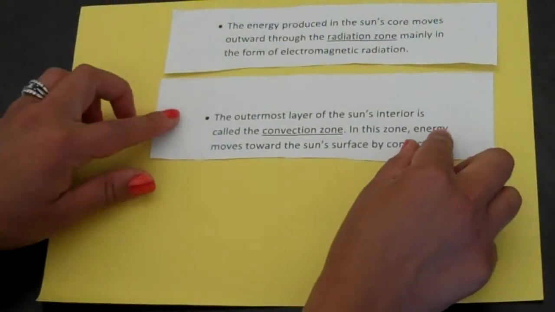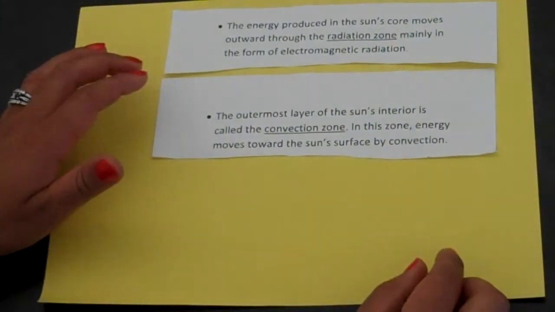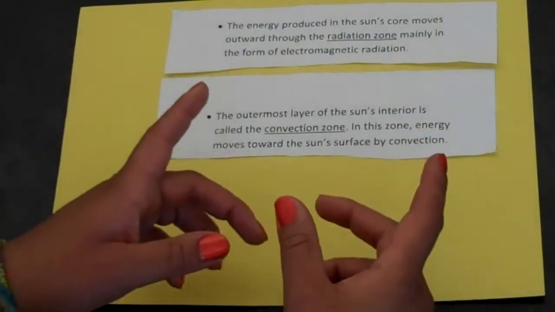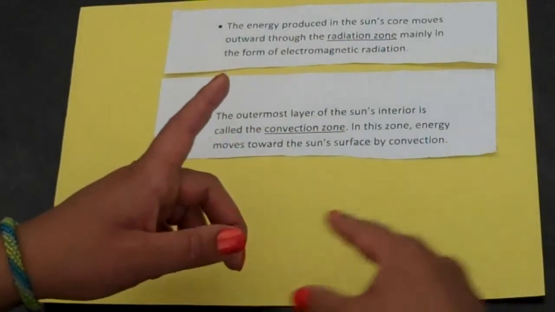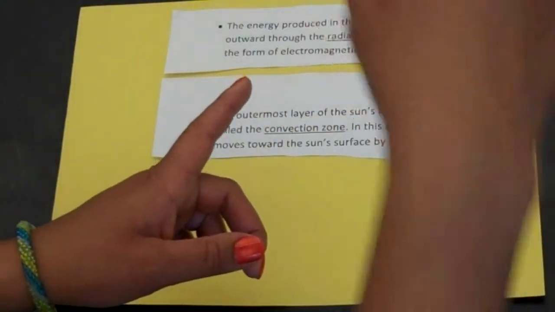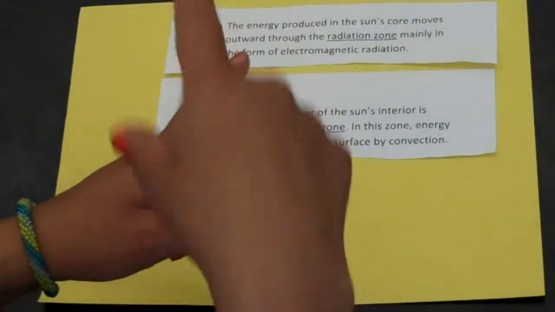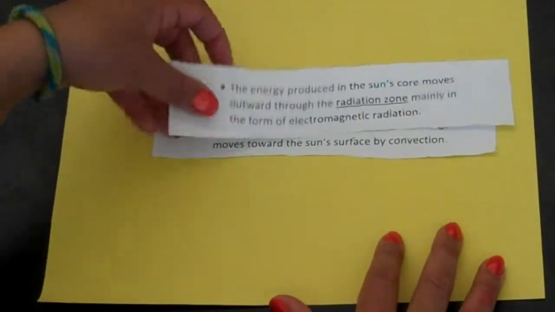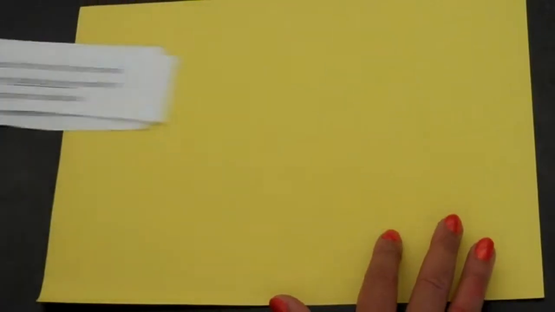And the outermost layer of the sun's interior is called the convection zone. In this zone, energy moves towards the sun's surface by convection. So that's what you learned from 6th grade, where the heat rises and then drops back down. It rises and drops. And those are happening in different size granules, which are very large.